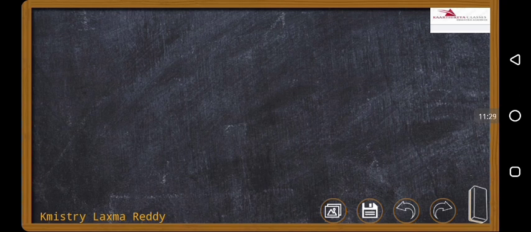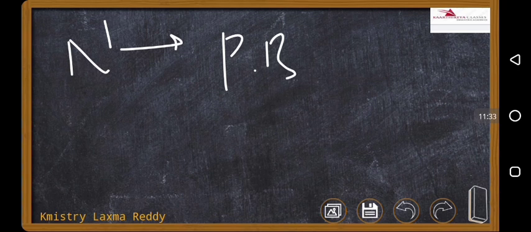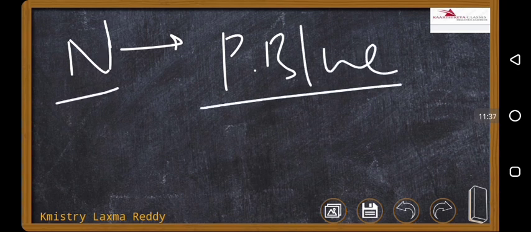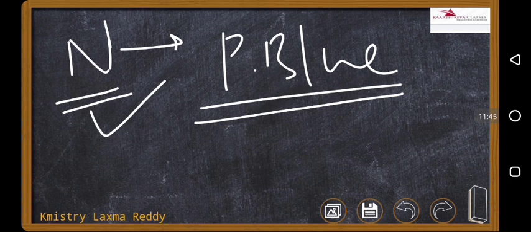So the nitrogen test is very simple. Nitrogen, Prussian blue color. How are you getting Prussian blue color? Simple. The Lassaigne's extract is taken, added with ferrous sulfate and concentrated sulfuric acid. Prussian blue color indicates nitrogen is present.